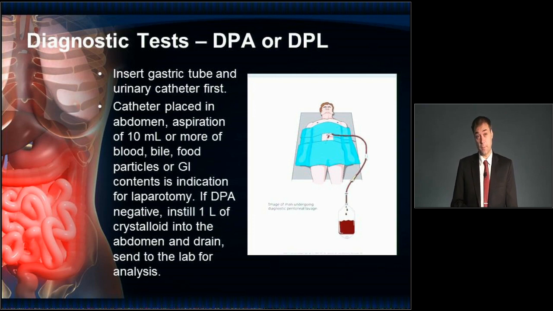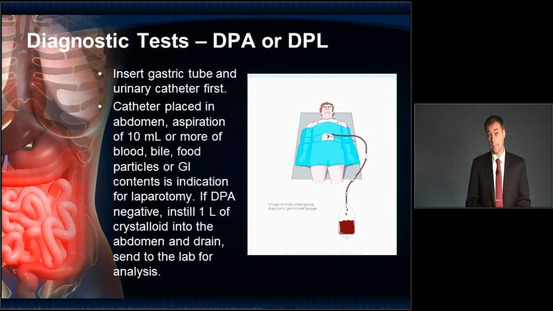If you're going to assist with a DPA or DPL, you'll want to make sure you put in a gastric tube and urinary catheter first. We want to decompress the stomach so you don't inadvertently nick the stomach when you make the incision for the DPL or DPA. And you also want to decompress the bladder so you don't inadvertently nick the bladder when making the incision. The catheter is placed in the abdomen.